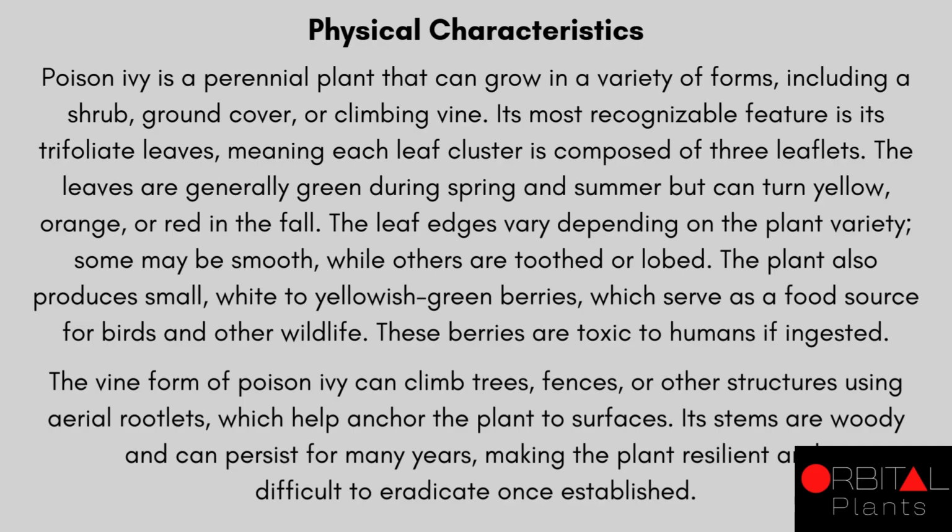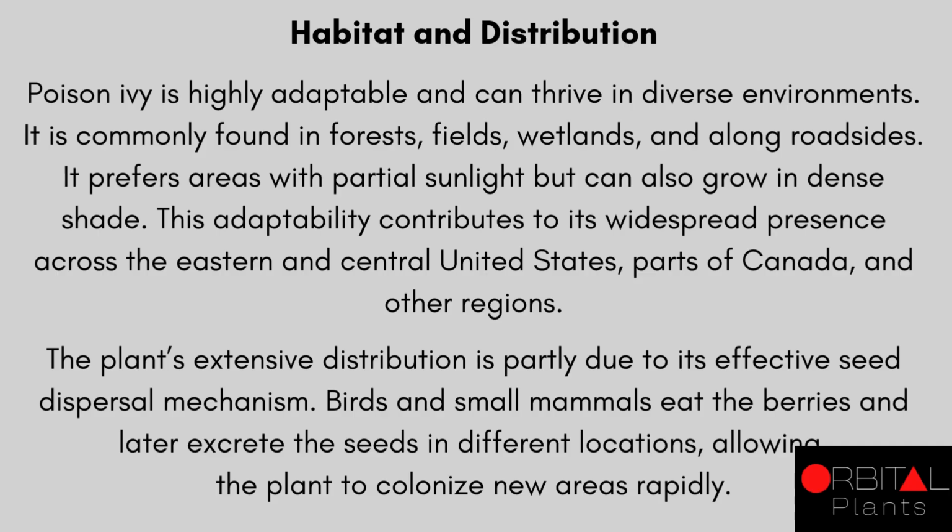The plant also produces small, white to yellowish-green berries, which serve as a food source for birds and other wildlife. These berries are toxic to humans if ingested. The vine form of poison ivy can climb trees, fences, or other structures using aerial rootlets, which help anchor the plant to surfaces. Its stems are woody and can persist for many years, making the plant resilient and difficult to eradicate once established.